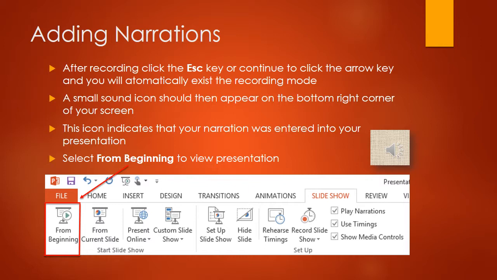A small sound icon should appear as seen here, which basically indicates that the recording has been entered into your presentation. Once this icon appears, you can go to Slide Show, select From the Beginning, and then you should be able to play your narration and your PowerPoint automatically.